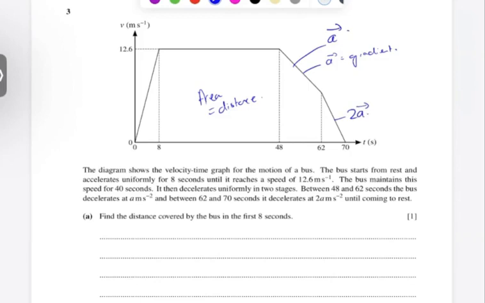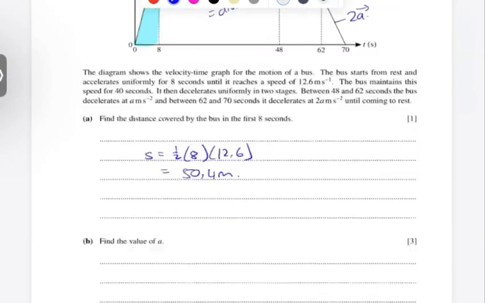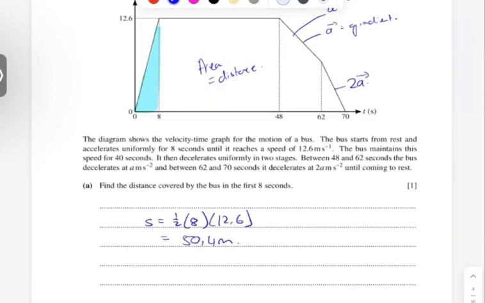Great. Find the distance covered by the bus in the first 8 seconds. Okay, so we know distance is area under the graph. They want us to know in the first 8 seconds, so I'm literally going to look at the area of that triangle. So my distance is a half times 8 times 12.6. This is basically the area of a triangle, half times base times height, but I'm labeling it as an S because it is my distance. Here we get an answer of 50.4 meters. Okay, find the value of A.